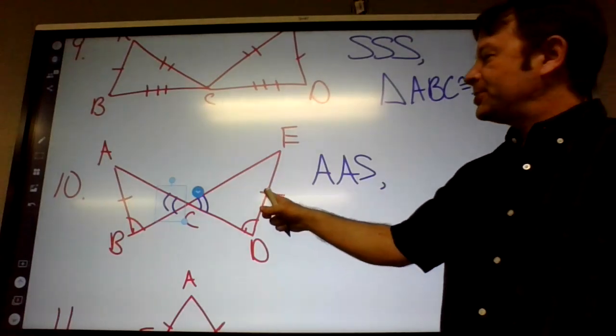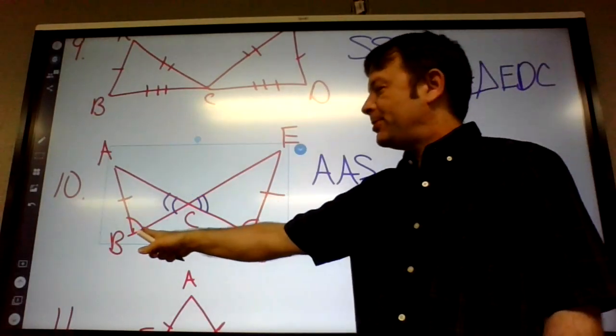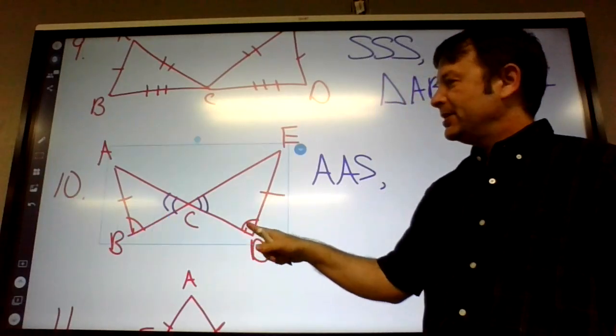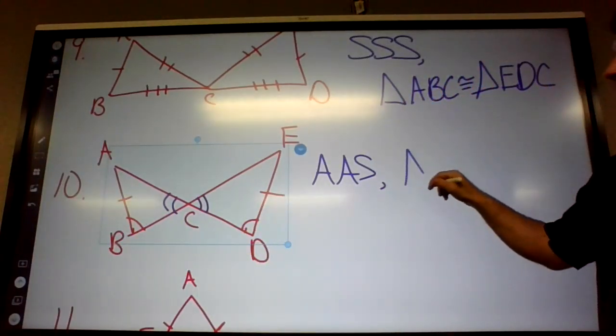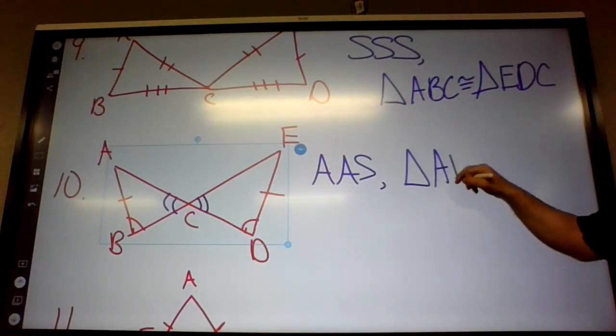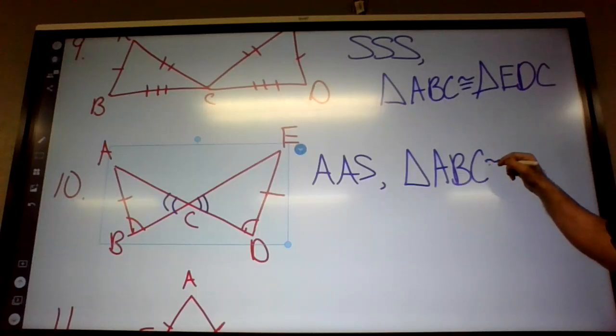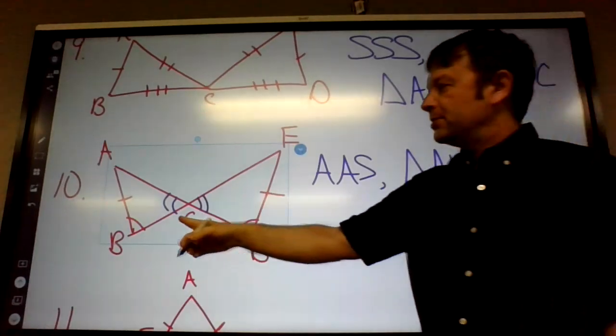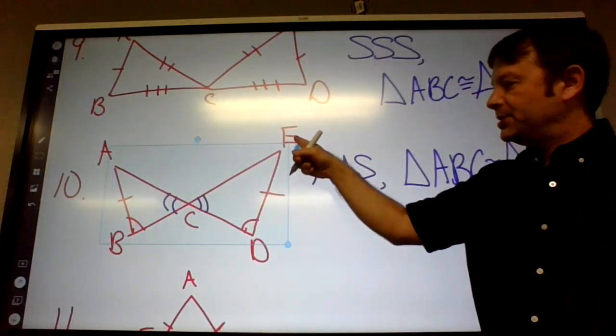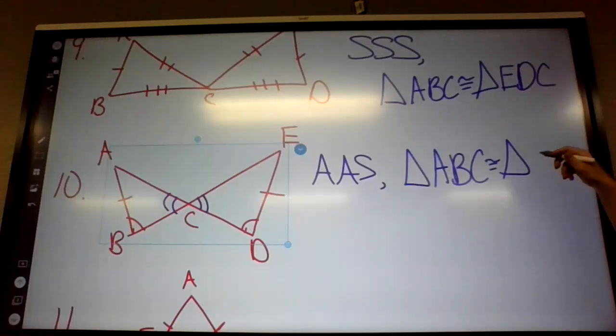Okay, these are also not twisted because you can see both these angles are the same. So it's kind of like a mirror image again. So triangle ABC is congruent to triangle, if I go ABC, that would be EDC. Almost exactly the same as the last one.